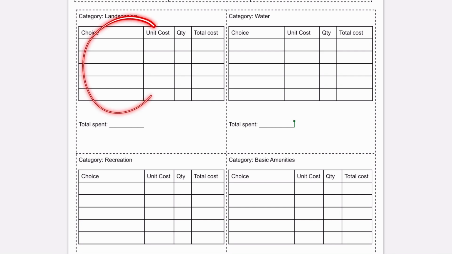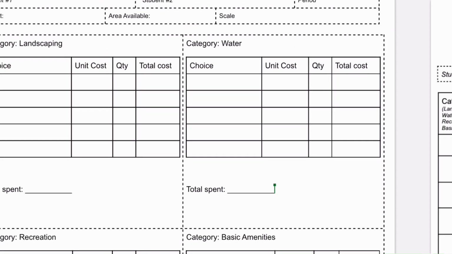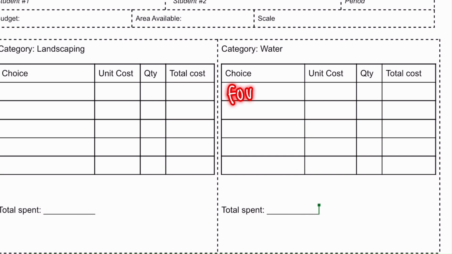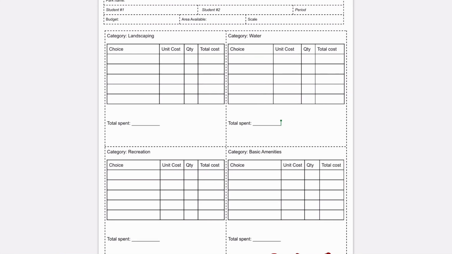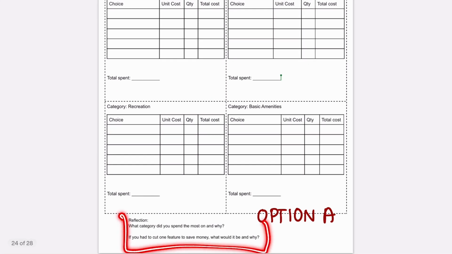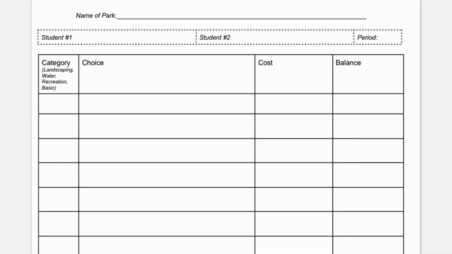So you can write all your landscaping here, all your water here. So if I did a fountain and I'd find the unit cost and I'd get 2, I would multiply these 2 numbers, get my total cost. And then there's my reflection. For option B, you're going to write your category on the left-hand column. You're going to tell me what choice you got, how many, times 1, maybe times 2. You're going to tell me the total cost of whatever you chose.